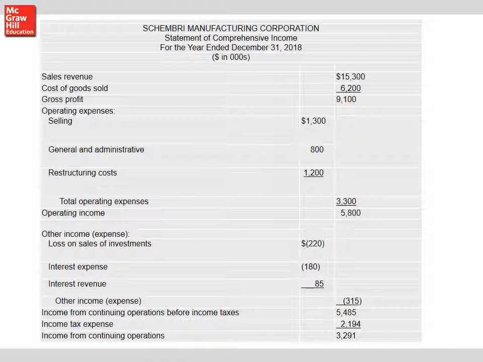We then get income from continuing operations before taxes because in Part 3, there's a discontinued operation. We multiply the 5485 times the income tax rate of 40% given in the problem. The income tax expense is $21.94. Subtract the income tax, you have to pay that, on the 5485, you get income from continuing operations $32.91.